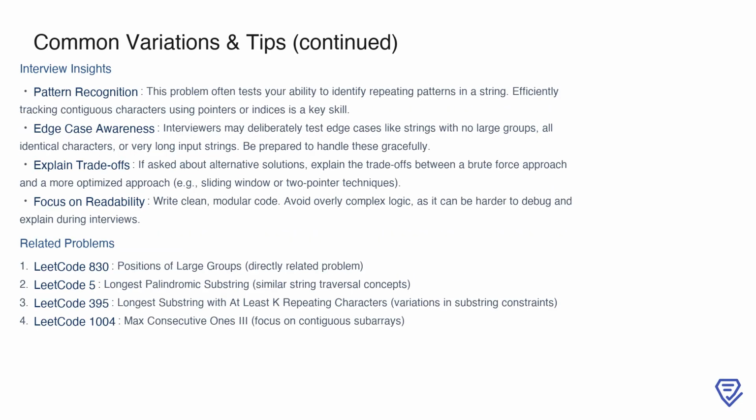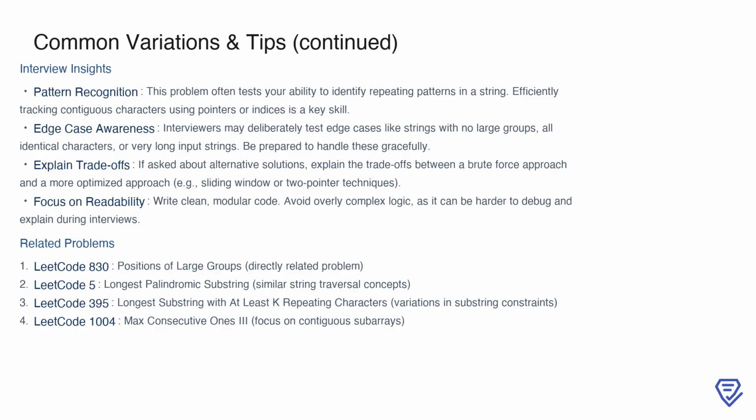Now, let's consider some insights that are particularly useful in interviews. This problem is designed to assess how well you can identify repeating patterns in a string. Using pointers or indices to efficiently track contiguous characters is a critical skill here. Interviewers often include edge cases to test your robustness. Examples include strings with no large groups, strings made entirely of the same character, or very long inputs. Being prepared to handle these gracefully can set you apart.